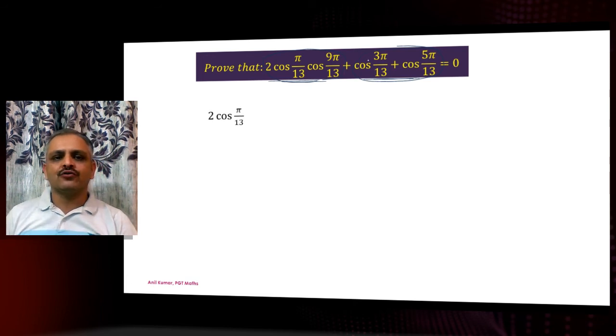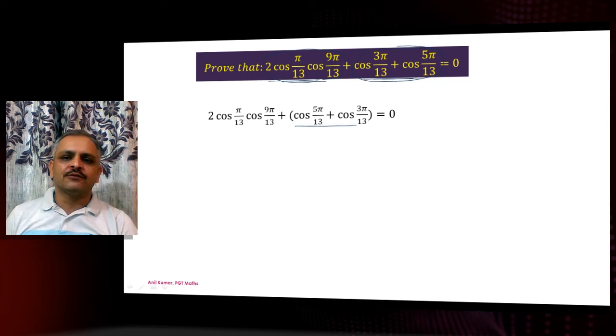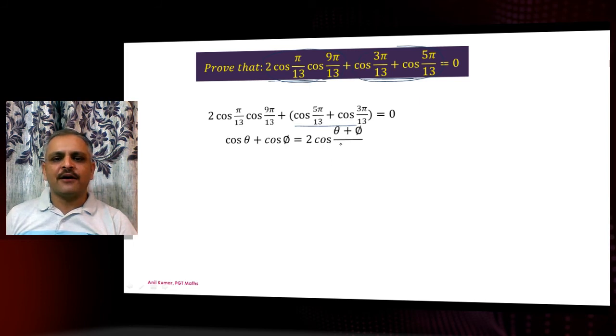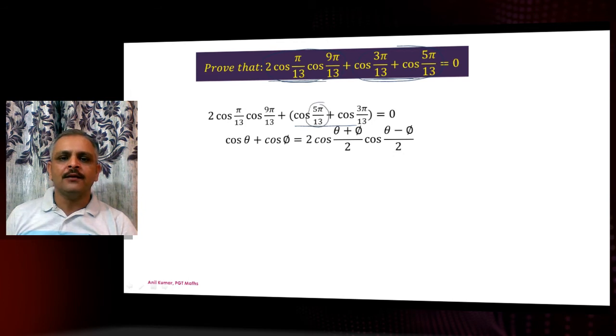So first of all, 2 cos pi by 13 cos 9 pi by 13, and I will do the factorization of cos 5 pi by 13 plus cos 3 pi by 13, and prove it is equal to 0. For this part I am going to do the factorization. This will use the identity cos theta plus cos phi, which is 2 cos of (theta plus phi) by 2 and cos of (theta minus phi) by 2. My theta will be equal to 5 pi by 13 and the value of phi will be 3 pi by 13.